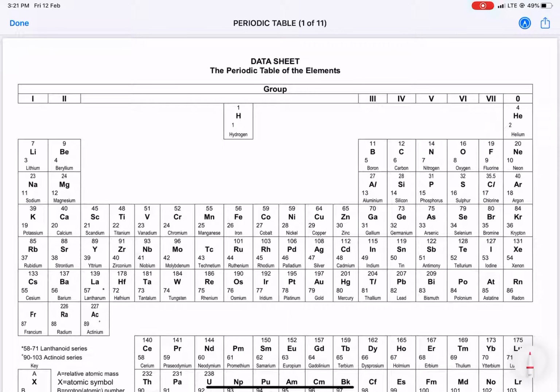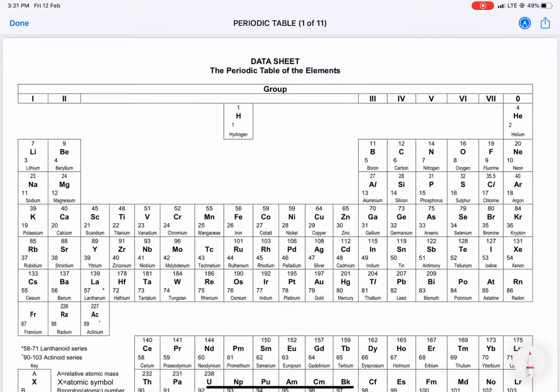Today we are going to look at the periodic table. Others call the periodic table the Bible of chemistry. Okay, the Bible of chemistry. It is important to know the periodic table for you to enjoy chemistry.